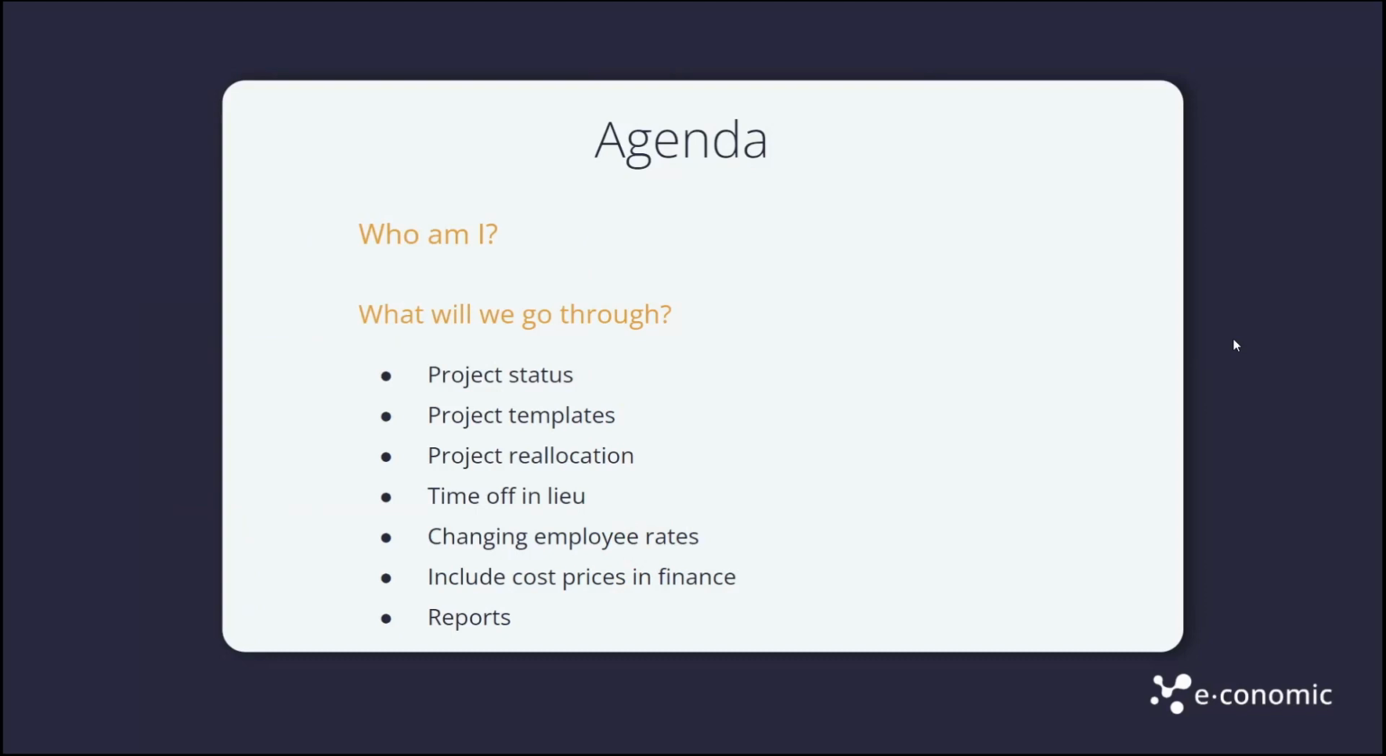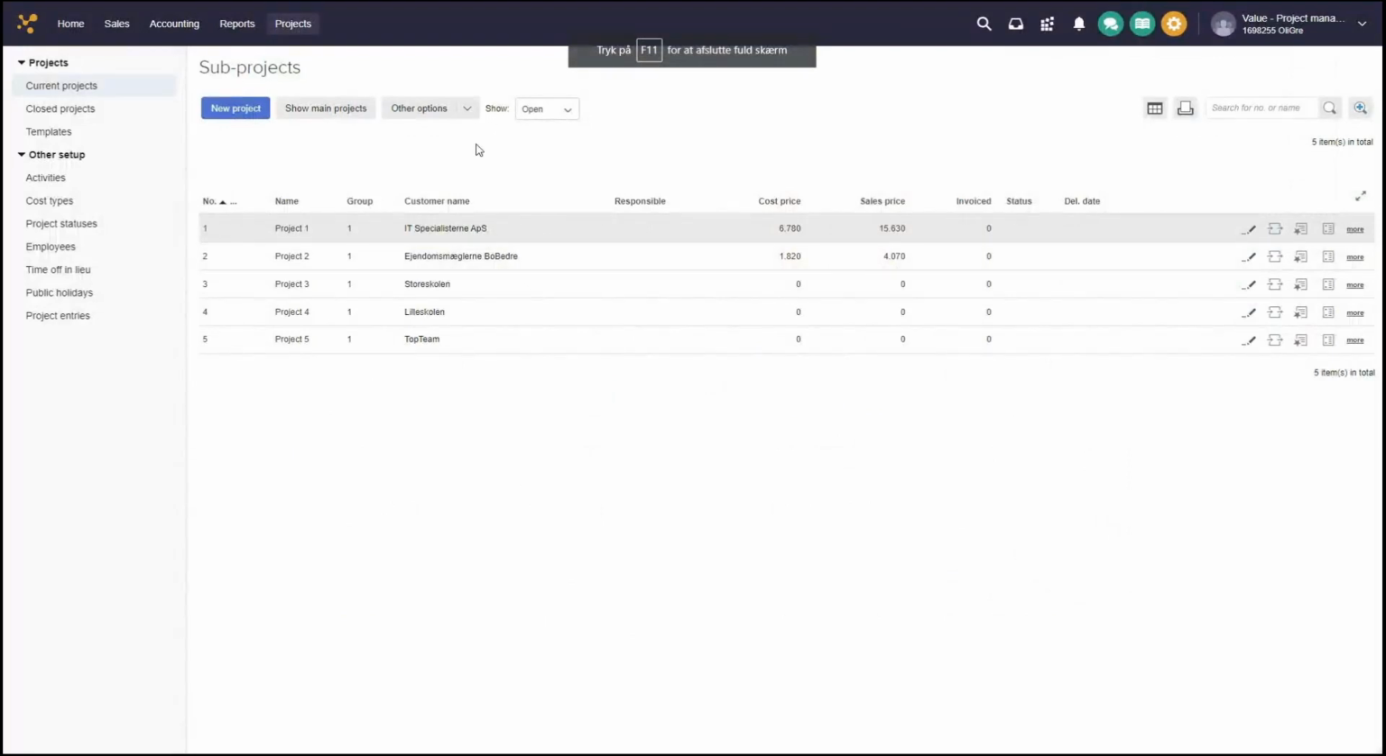So now I'll just go right into my economic agreement. So we'll start by going into the project module. As I mentioned, I've already done some setup, so I'll just go into economic here. Perfect. As you can see here, I have created some different projects and so on. So I have actually already registered some time and some costs. The first thing we'll look at is the project statuses.